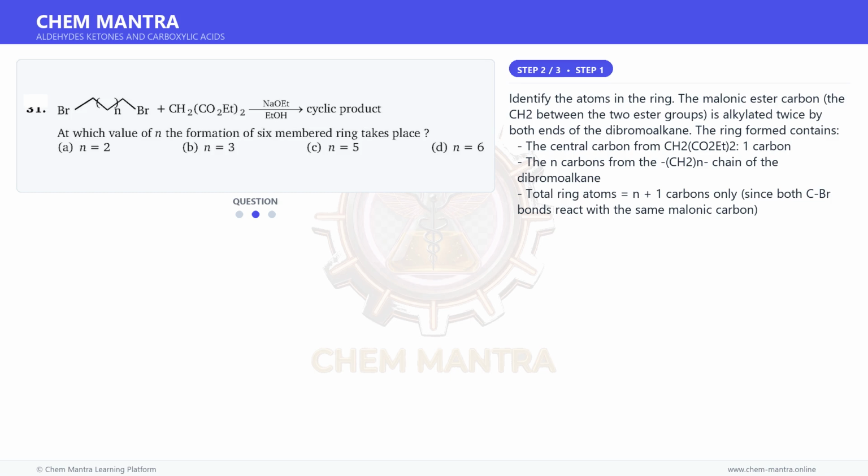Moving on to the next step. Identify the atoms in the ring. The malonic ester carbon, the CH2 between the two ester groups, is alkylated twice by both ends of the dibromoalkane. The ring formed contains the central carbon from CH2(CO2Et)2, 1 carbon, and the n carbons from the CH2 chain of the dibromoalkane. Total ring atoms is equal to n+1 carbons only, since both C-Br bonds react with the same malonic carbon.